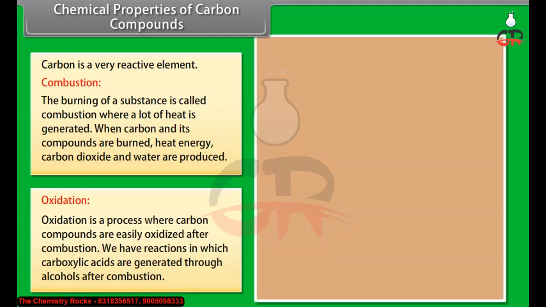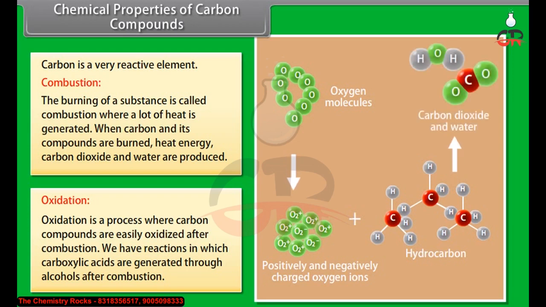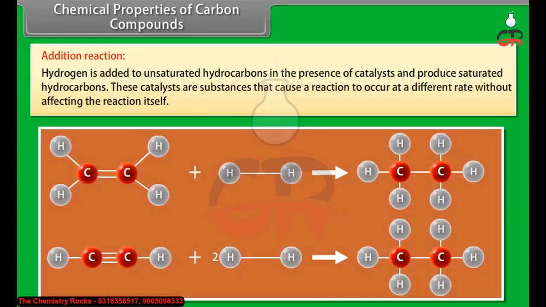Oxidation. Oxidation is a process where carbon compounds are easily oxidized after combustion. After complete oxidation, additionally, we have reactions in which carboxylic acids are generated through alcohol. Addition reaction. Hydrogen is added to unsaturated hydrocarbons in the presence of catalysts and produces saturated hydrocarbons. These catalysts are substances that cause a reaction to occur or proceed at a different rate without affecting the reaction itself.